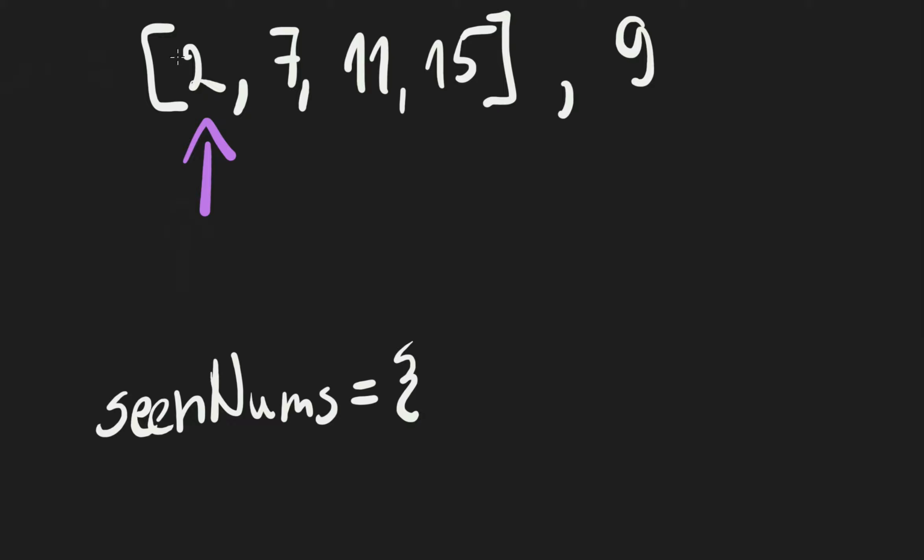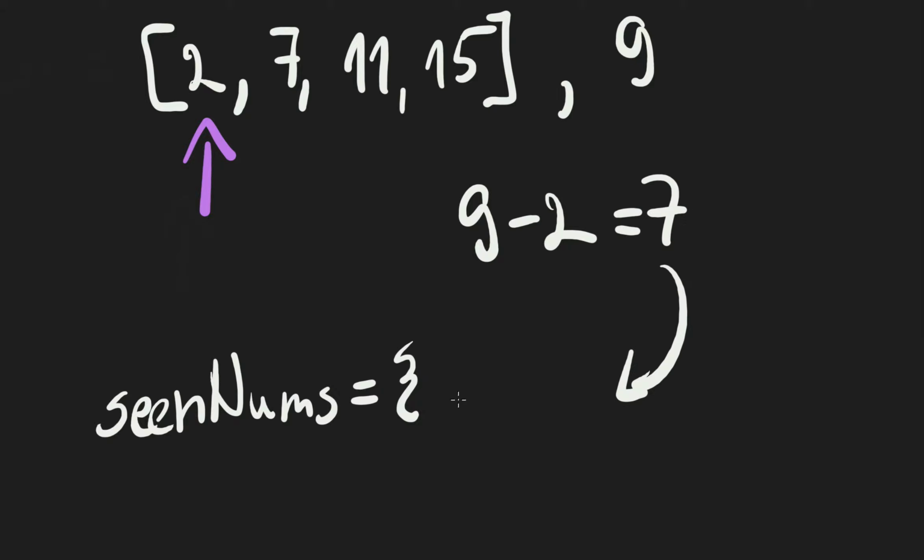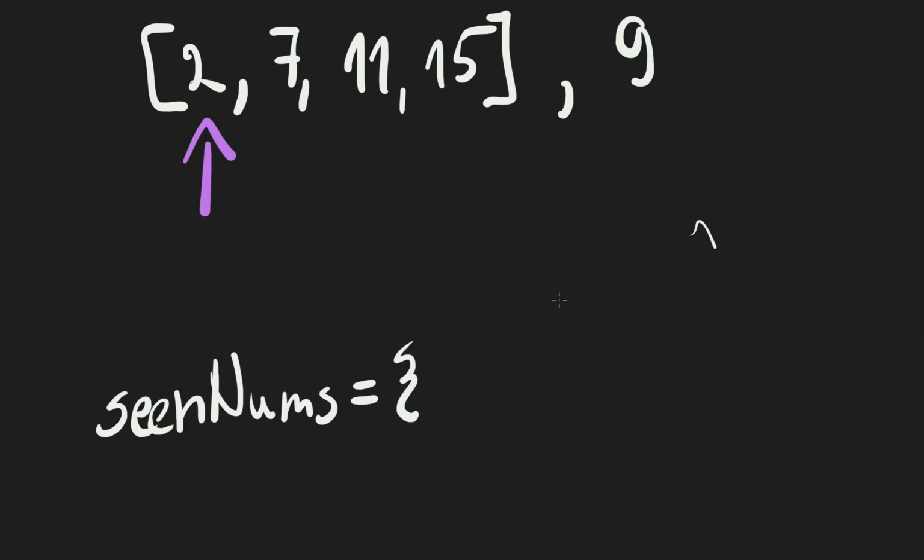We're iterating over each number, and the current number is 2, so 9 minus 2 is 7. Do we have 7 stored in our hash table? We do not. So let's store the current number, which is number 2, and its index, it's at index 0. Okay, let's advance our pointer.